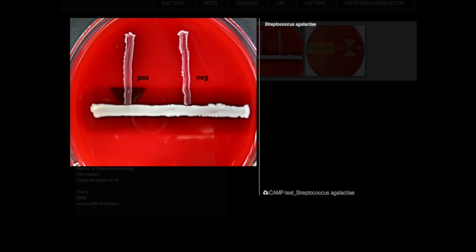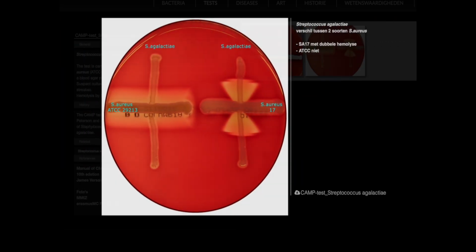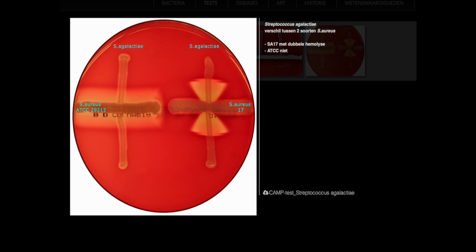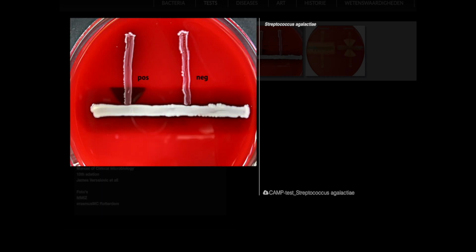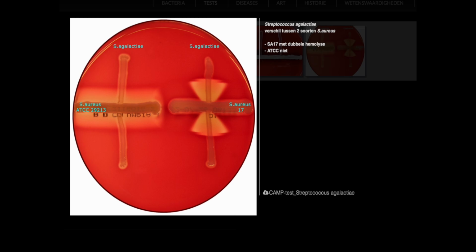The CAMP test is conducted by streaking a beta hemolysis producing Staphylococcus aureus strain and Streptococcus agalactiae parallel to each other on a blood agar plate. Suspect cultures are then streaked at right angles in between, but not touching, the two initial streaks. If Streptococcus agalactiae is present, hemolysis will be enhanced in the vicinity of S. aureus, creating a distinctive arrowhead shape.